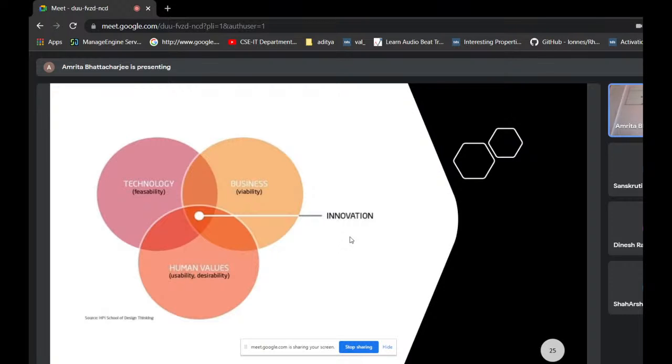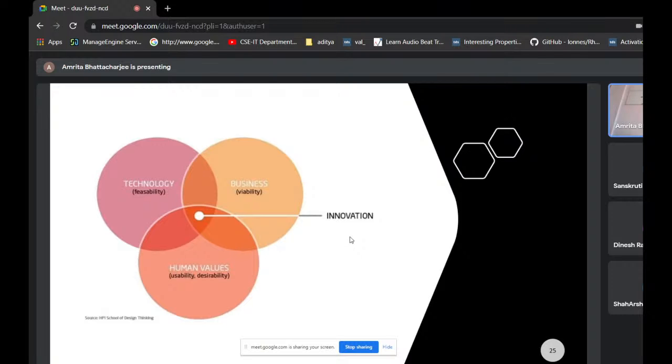So, as a whole, the first thing we need to see is the feasibility. In the ideation phase, we cannot come up with any abrupt idea. We need to check the feasibility of the idea. Then comes viability. That is the business component of any design.